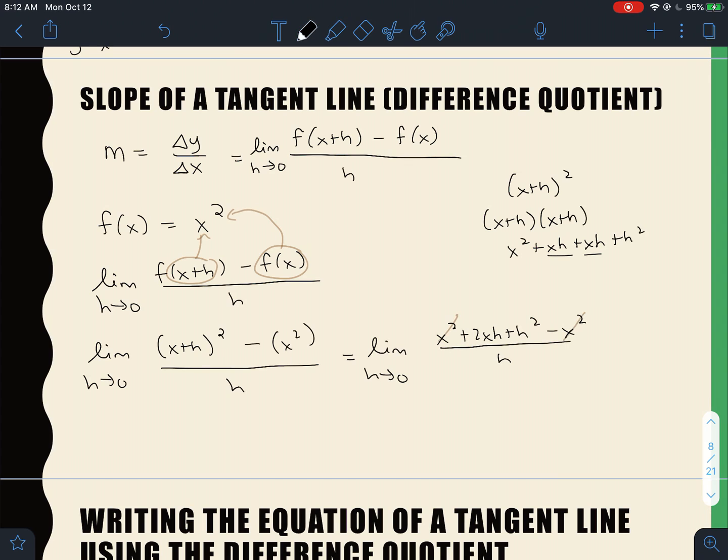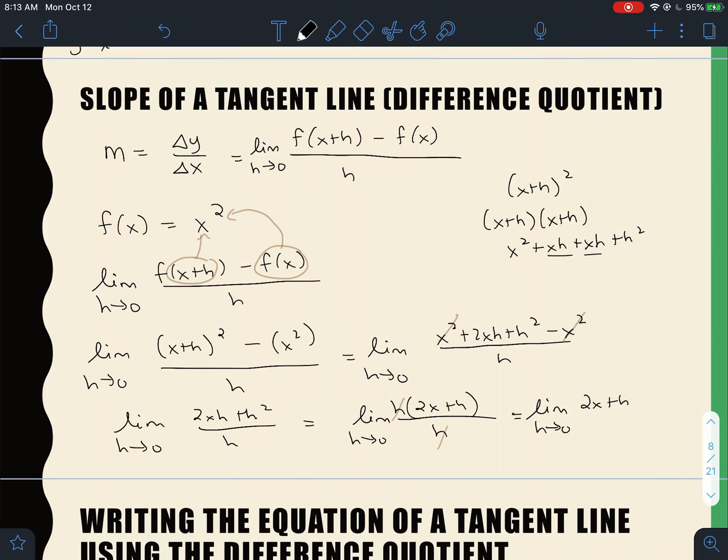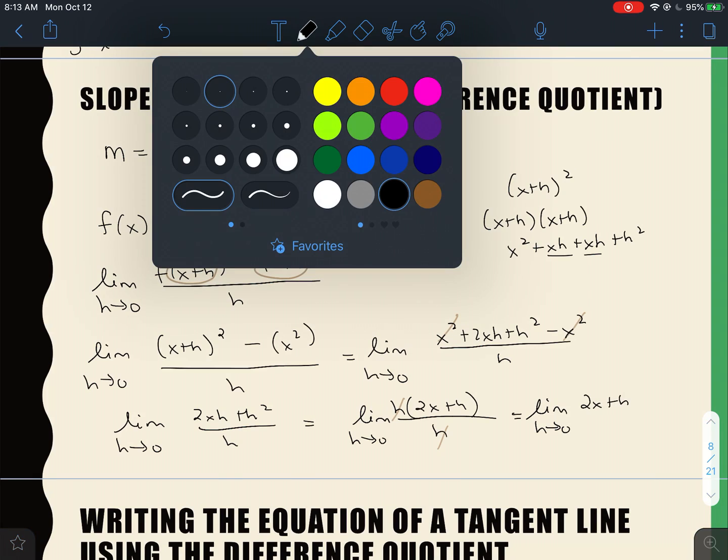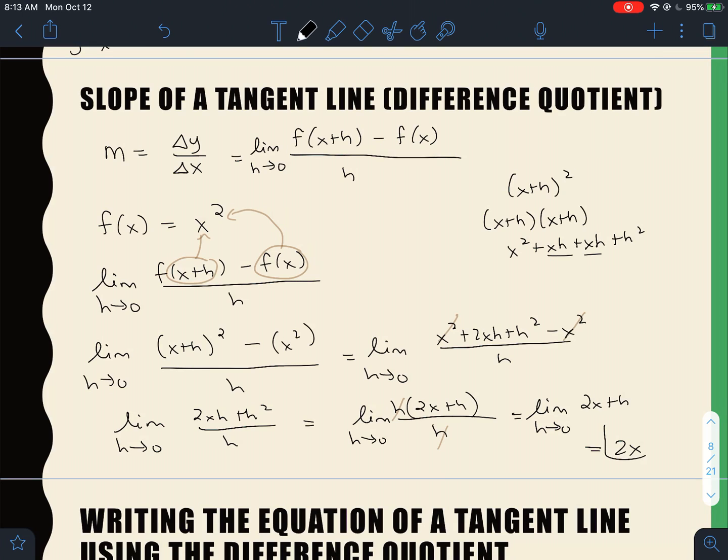And now notice the x squareds cancel. So now I have the limit as h goes to 0 of 2xh plus h squared all over h. Notice I can factor out an h from the numerator, and I get 2x plus h, and I factor out the h in front. And now those h's on the top and the bottom can cancel. And so my new limit is going to be the limit as h goes to 0 of 2x plus h. Well, if I plug in 0 for my h, this is just going to be 2x. This is the slope of the tangent line anywhere on the graph of x squared.